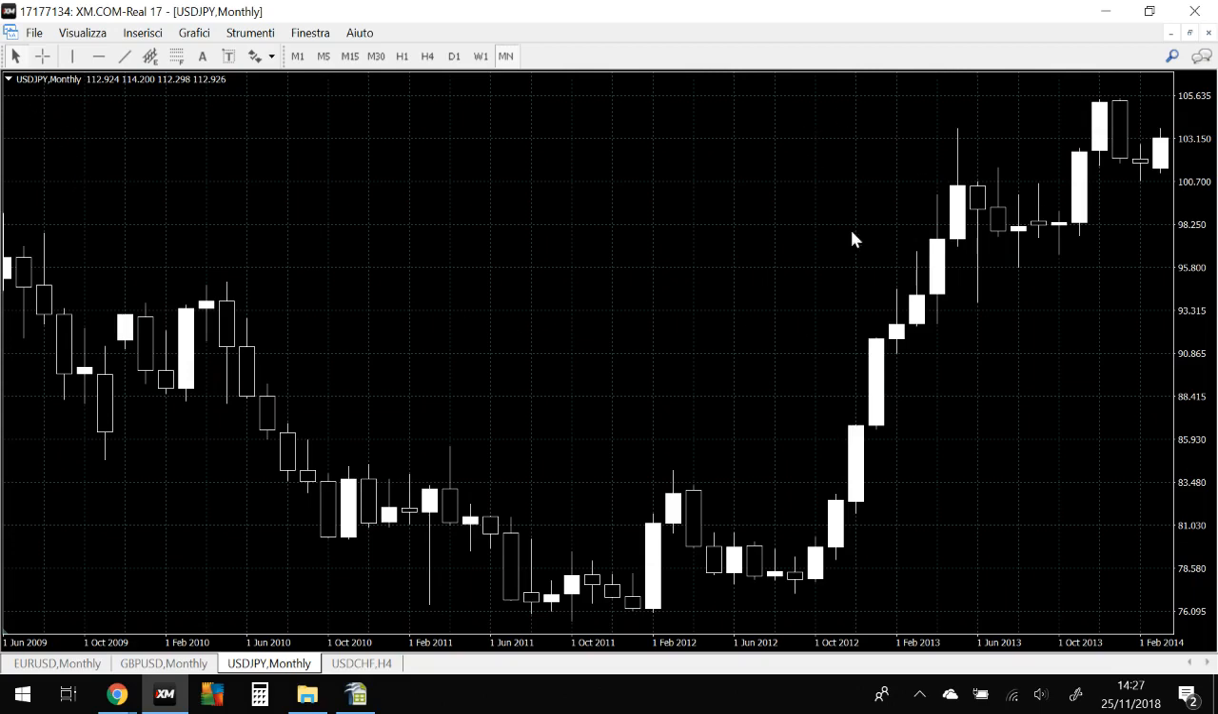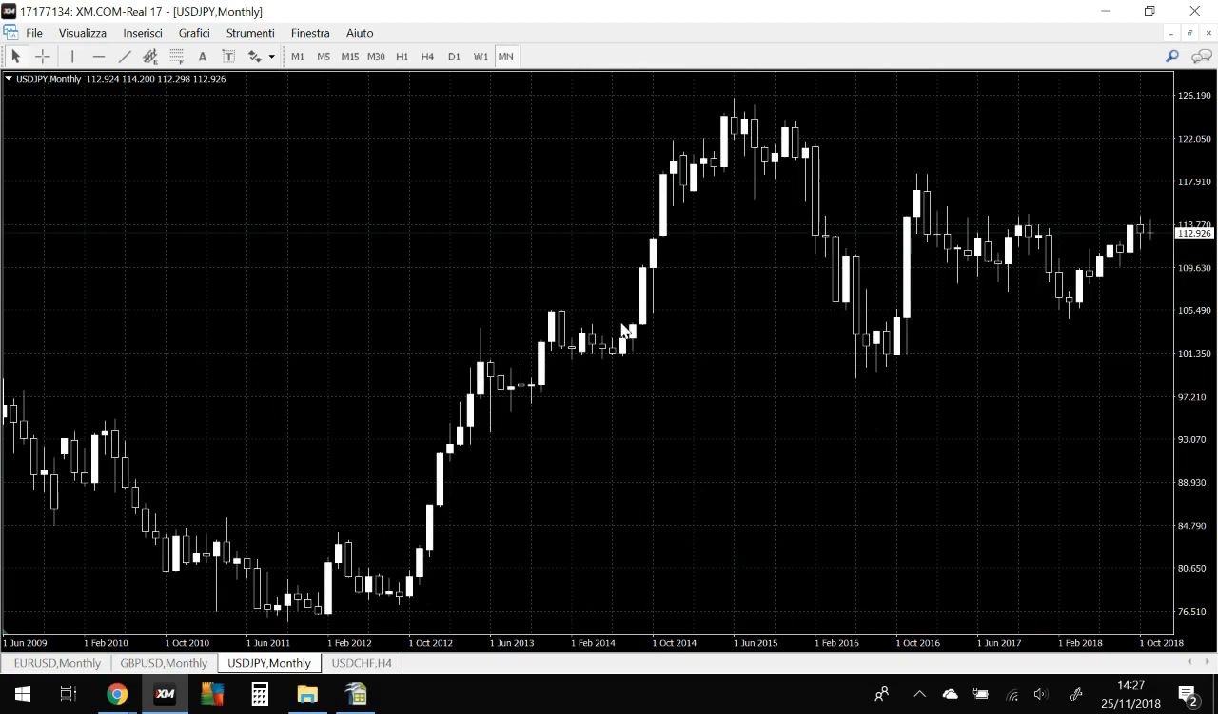As you see here, we see the Japanese candlestick bars on this chart, okay? This is the chart we don't want to analyze. Why? Let me zoom out.